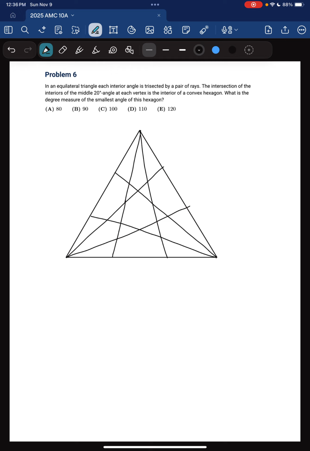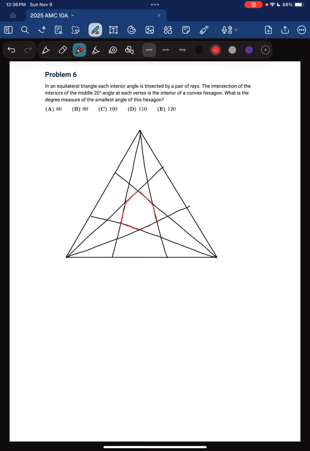So, here's a poorly sketched diagram, but hopefully it can be useful in determining the smallest angle of the hexagon. And the hexagon they're referring to is this one, outlined in red.